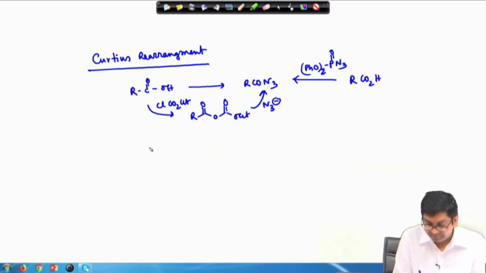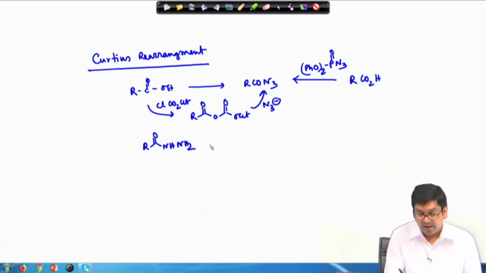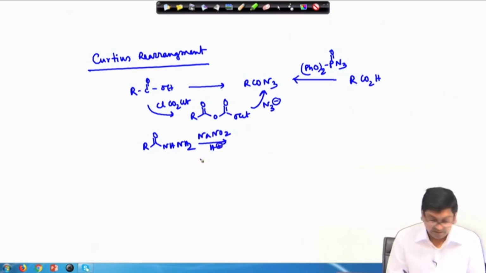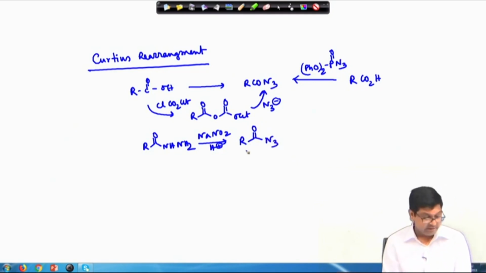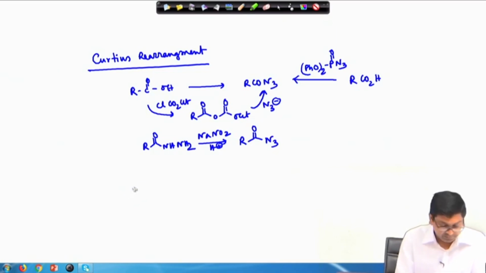Additionally, you can start from this hydrazide derivative to get the corresponding acyl azide in the presence of sodium nitrite under acidic conditions, and that will also give you this acyl azide. Now, this is a nice precursor to generate the desired isocyanate intermediate in this way.